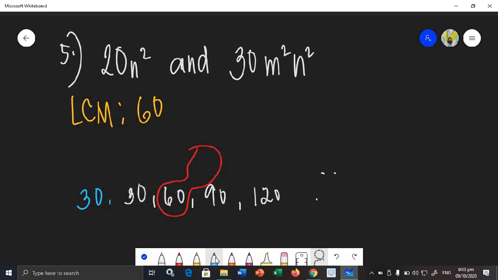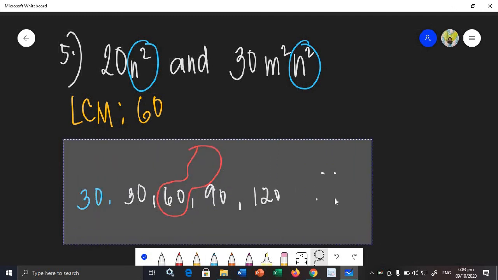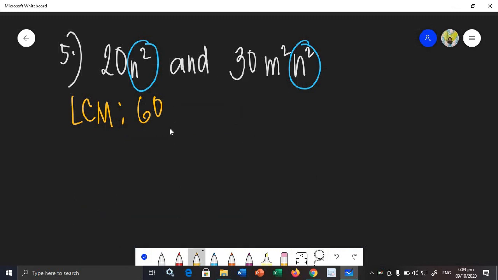And then take a look at the variables. We have n squared. Let's find the highest exponent. Of course, we have no choice, because both are squared. Therefore, the LCM of n squared and n squared is n squared. Are we still okay? They are both n squared, right? How about this m squared? How is it handled? That is what I said earlier.